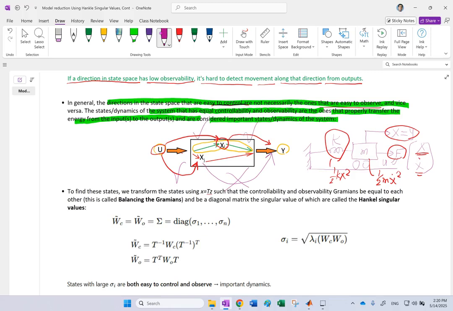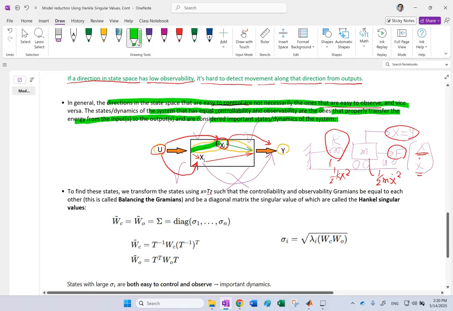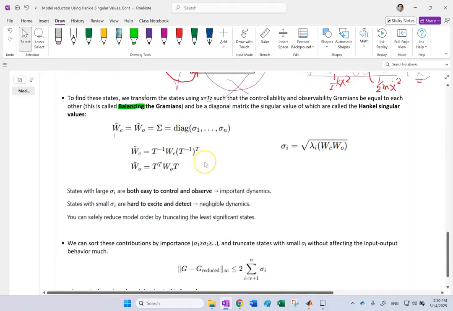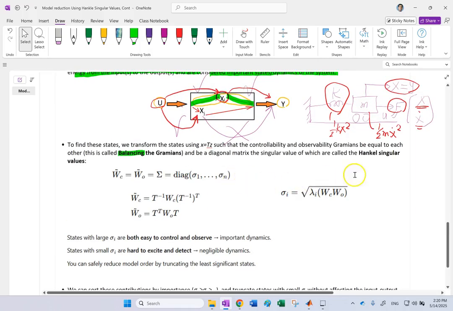So that's why we say the states that are important in the system are the ones that can easily facilitate the passage of energy from input to the output. And for that to happen, you need an equal or very similar controllability and what? Observability. Okay? That is what we call a balance. The states that have a balance kind of behavior, those are the ones that we want to keep. The ones that are weak are typically the ones that we can ignore and they don't affect the dynamics of the system big time. So how do we balance this controllability and observability?